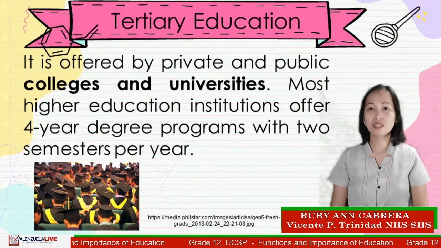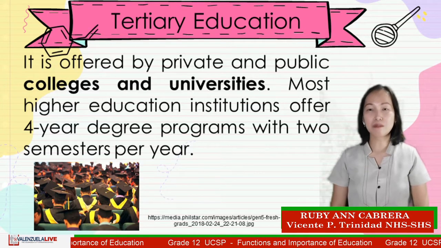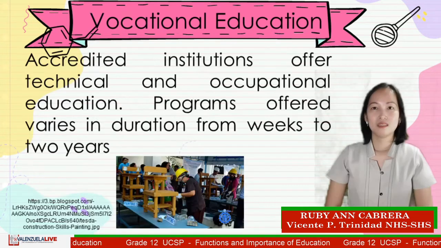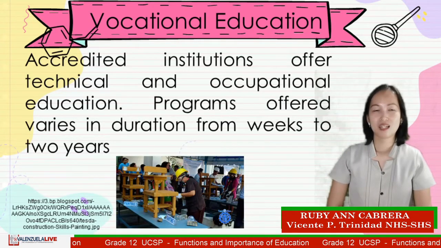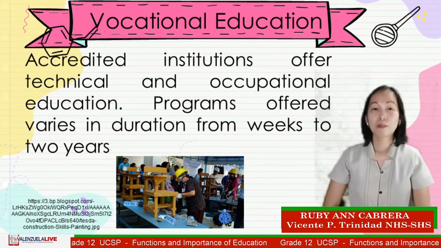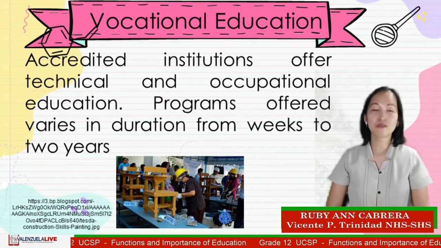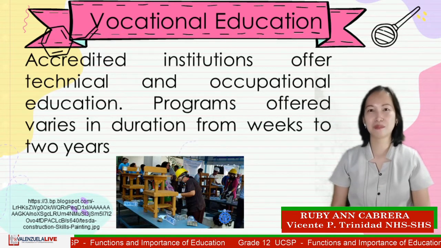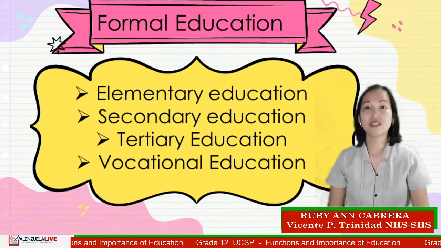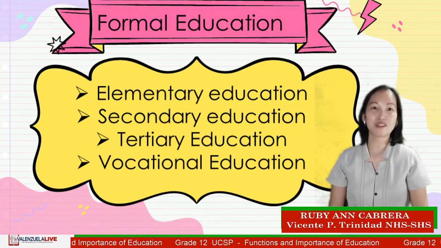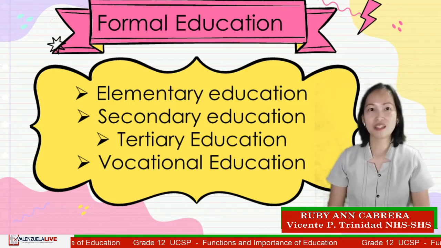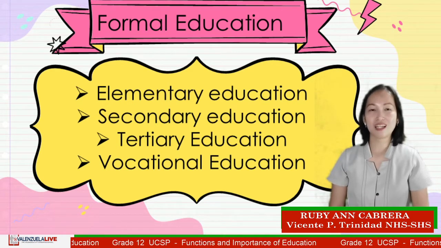Tertiary education. It is offered by private and public colleges and universities. Most higher education institutions offer 4-year degree programs with 2 semesters per year. After finishing your senior high school, you can take up your preferred course and finish until college. Vocational education. Accredited institutions offer technical and occupational education. Programs offered vary in duration from weeks to 2 years. So these are the different types of education under formal education: elementary education, secondary education, tertiary education, and vocational education.